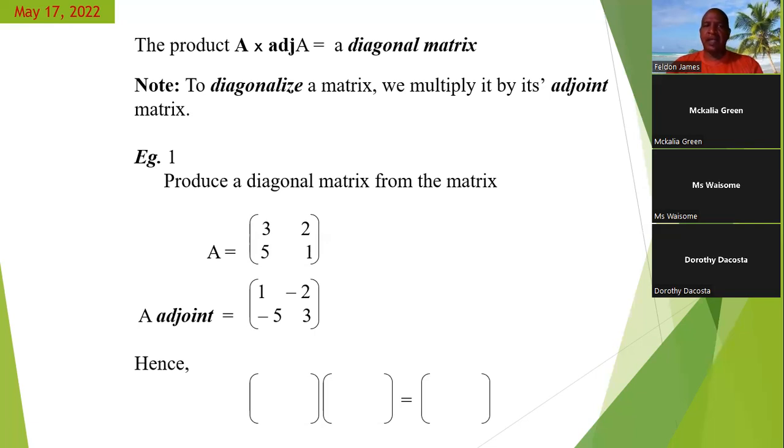I'm trying to get you to understand the concept of pre-multiplying. So if you are pre-multiplying by the adjoint, then the adjoint would come first, then A would come after. This is now, you're putting A first and then multiplying by the adjoint. That's post-multiplying by the adjoint.